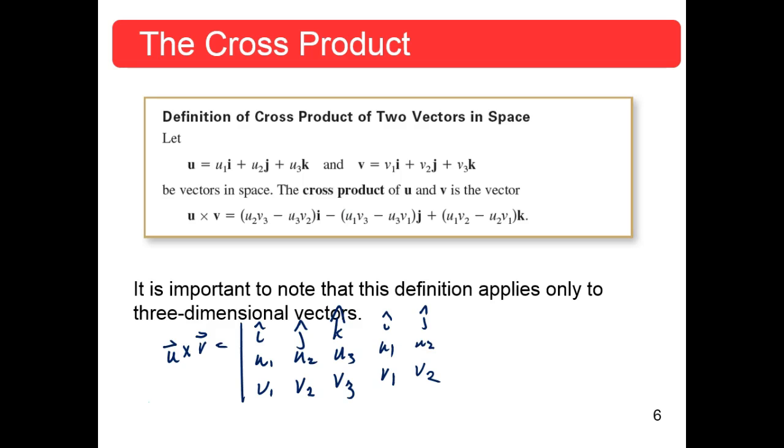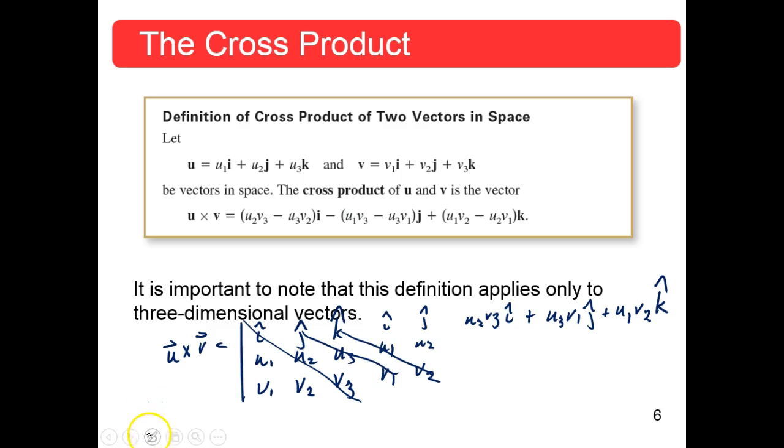Okay? Now here's what we do. You add the downward diagonals. This will be U2, V3, I, plus, because you're adding them, U3, V1, J. I just like to put the vector at the end. That's the only reason I'm doing that. Plus, because you're going downward again, U1, V2, K.